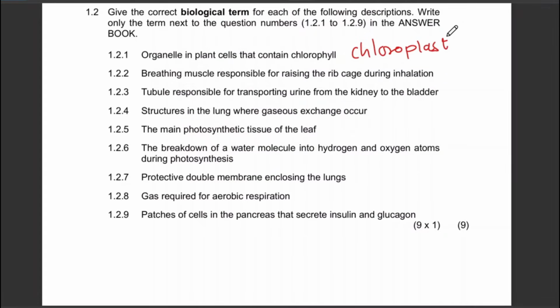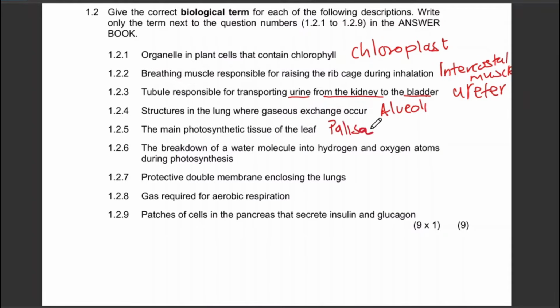Breathing muscle responsible for raising the rib cage during inhalation, that is intercostal muscle. A tubule responsible for transporting urine from the kidneys to the bladder, that's the ureter, not urethra. Structures in the lungs where gaseous exchange occur, that is the alveoli or alveolus. The main photosynthetic tissue of the leaf, that is the mesophyll, palisade mesophyll if you want to be specific.